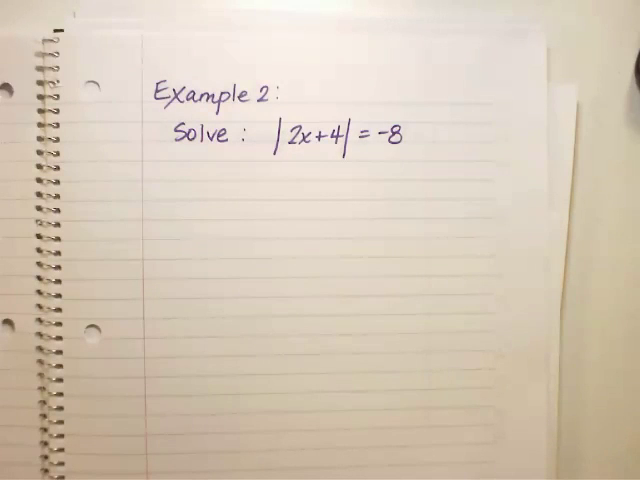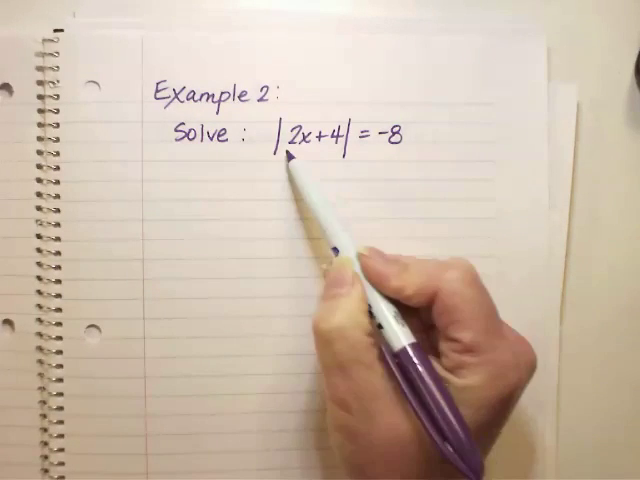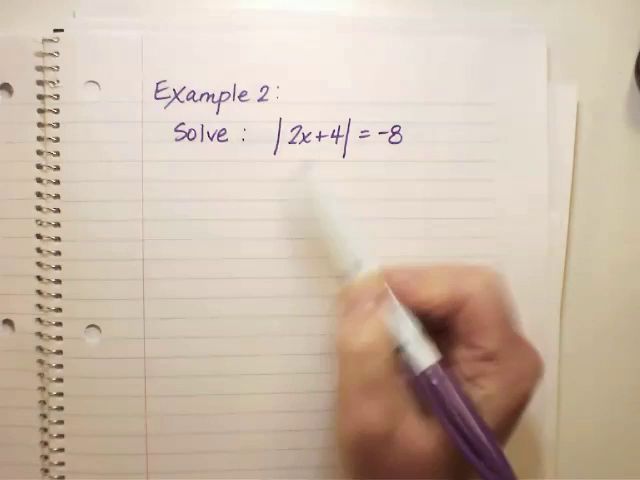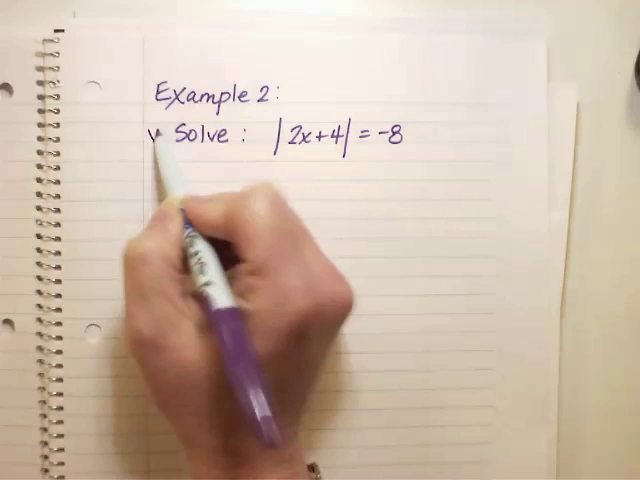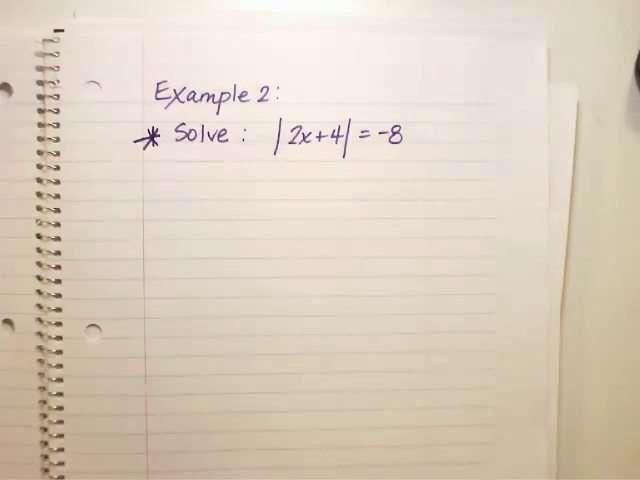Well, it's true that you do have to do two cases. 2x plus 4 has to be positive, and then it has to be negative. But this one, I'm going to put a star on this problem right now. This is a trick question. Did anyone catch it?